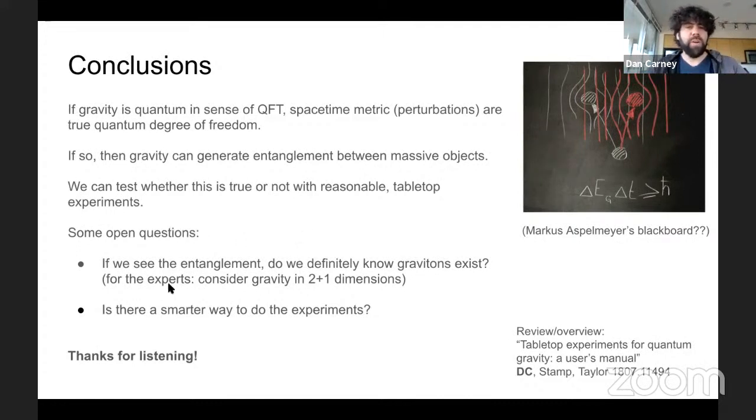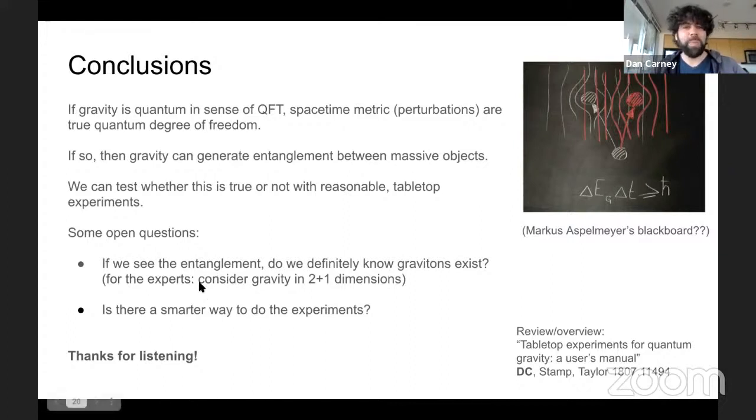And so I'll leave some open questions. One is this one I just went through. If we do the experiment, we see the entanglement, we're sure it's from gravity by ruling out all the other possibilities and so forth. Do we know that the graviton exists? And just again to hammer in that this is really an open question.